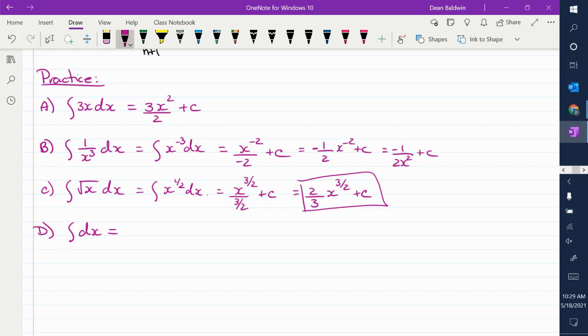Sorry? Just C? What's the derivative of a constant? Does that have a 0 in it? What number's there? There is a number. 1. Derivative of what is 1? X. So it's just x plus c.